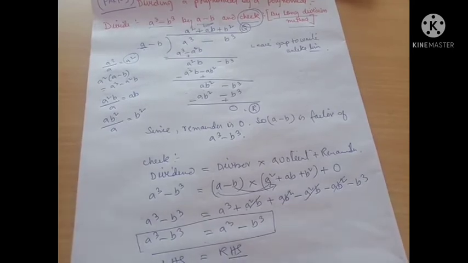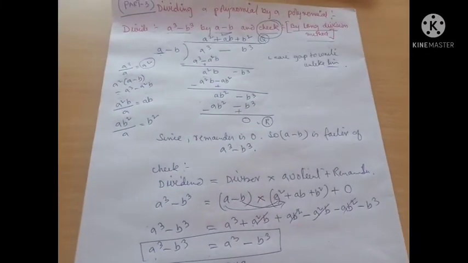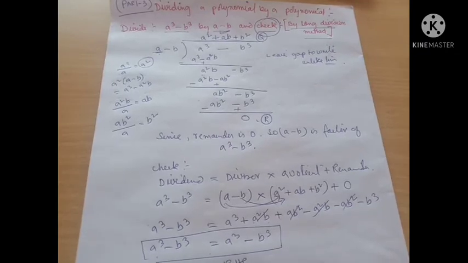Then we can say that A square plus AB plus B square is a correct answer for this question. Understand? We can find out by checking whether our answer is correct or not. So we are getting left hand side equal to right hand side. So we can say that A square plus AB plus B square is a correct answer for the given question. And then we can say that A minus B is a factor of A cube minus B cube, because A minus B can divide A cube minus B cube without giving any remainder.